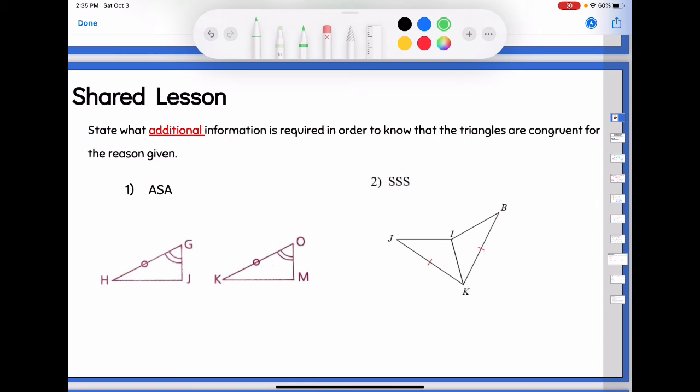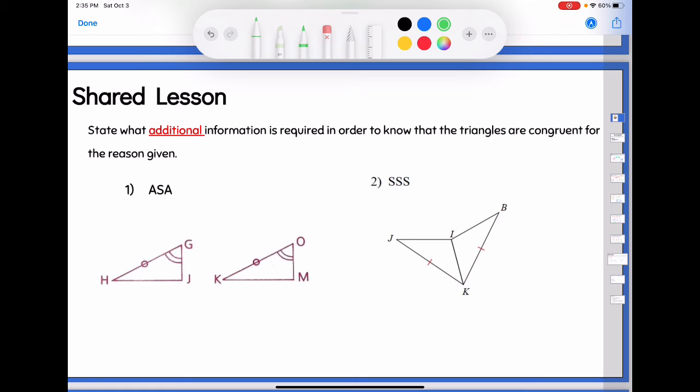Okay. So just to make sure that you're really solid on using those 3 methods, here they've given us some information, and we want to know what one other piece of information we need in order to prove them congruent using the method they say. So in number 1, triangle HGJ and triangle KOM, we're trying to prove congruent by angle, side, angle. What other piece of information would we need?